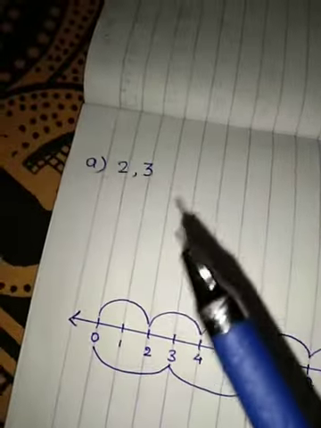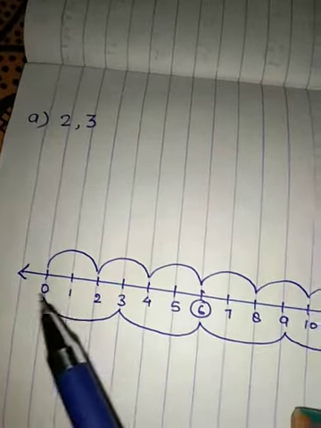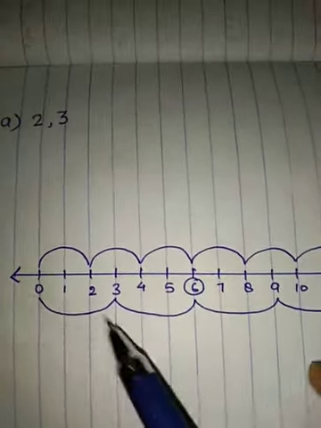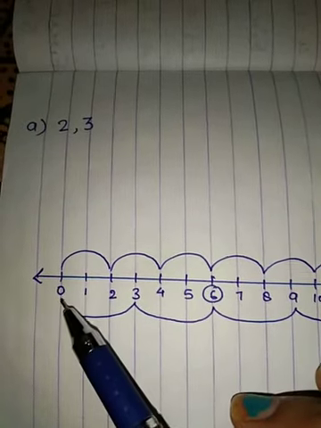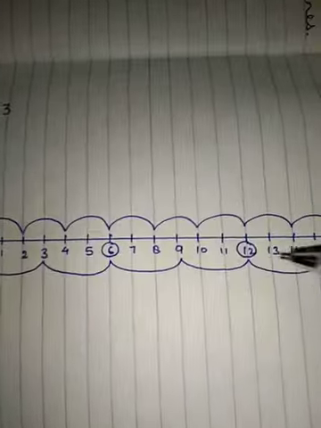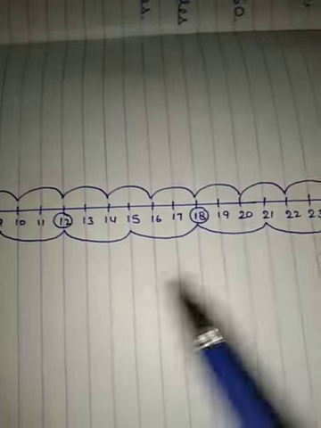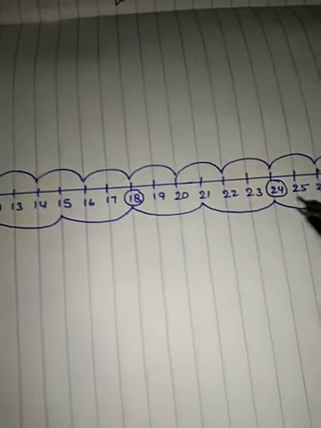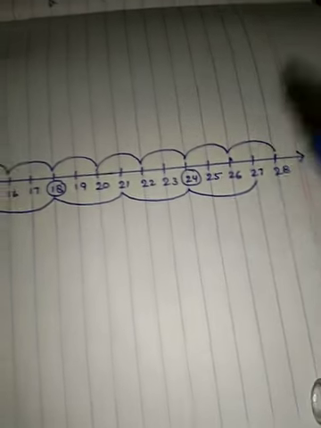Now second number is 3. So we will mark it below the line. From 0 we will start again. 0 to 3, 3 2s are 6, 3 3s are 9, 3 4s are 12, 3 5s are 15, 3 6s are 18, 3 7s are 21, 3 8s are 24, 3 9s are 27.